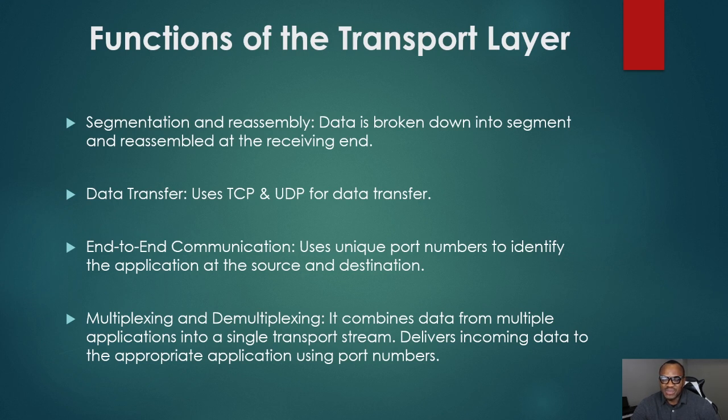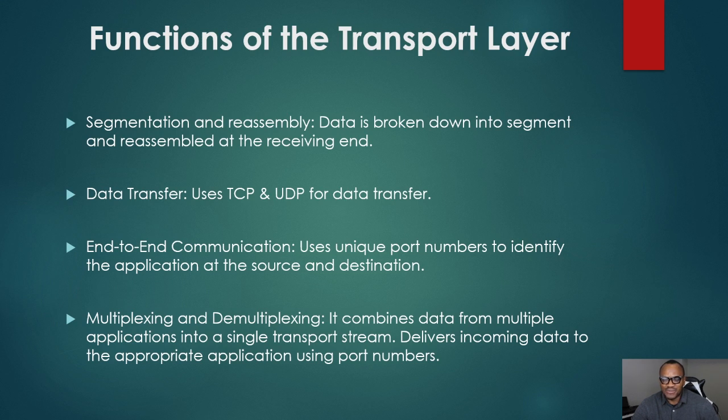And it manages the actual movement of these segments across the network using protocols like TCP for reliable delivery or UDP for fast best-effort delivery, based on the application's requirement. It ensures end-to-end communication, using unique port numbers to identify the application at the source and destination. And multiplexing is a process by which a host can support multiple sessions or multiple applications simultaneously and manage the individual traffic streams over a single link.